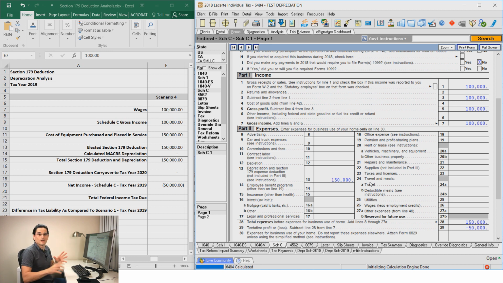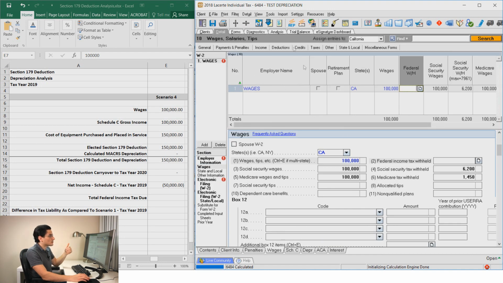So essentially it's saying, okay, if you're filing a Form 1040 with Schedule C and you have wages on top of the net income from the business, you can essentially combine those to maximize Section 179. And that's exactly what's happening here. So even though we have net income from the business essentially of $100,000, we are taking into account $150,000 in Section 179 because we have $100,000 in wages, which we have entered here.